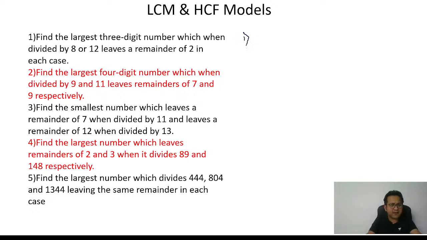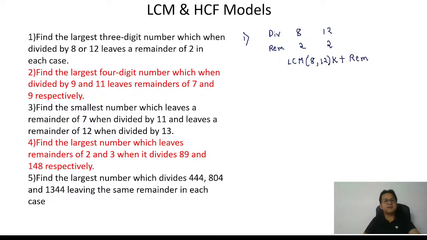So I'll not solve the entire sum, just helping you remember. Can you see? When you divide by 8, and when you divide by 12, the remainder is the same. What is the remainder? 2 in each case. So in such cases, the number is nothing but the LCM of the original numbers, LCM of 8 and 12, into K plus the remainder. That's it. Always it will be like this. LCM of the two numbers times K plus the remainder.